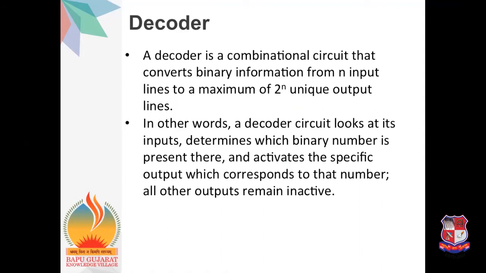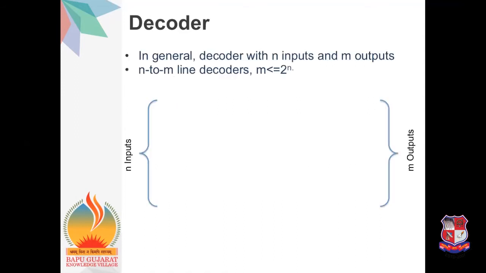A decoder is a combinational circuit that converts the binary information from n input lines to a maximum of 2 raised to n unique output lines. In other words, a decoder circuit looks at its inputs, determines which binary number is presented there, and activates the specific output which corresponds to that number. All other outputs remain inactive. So let's see some practical examples of the decoder.